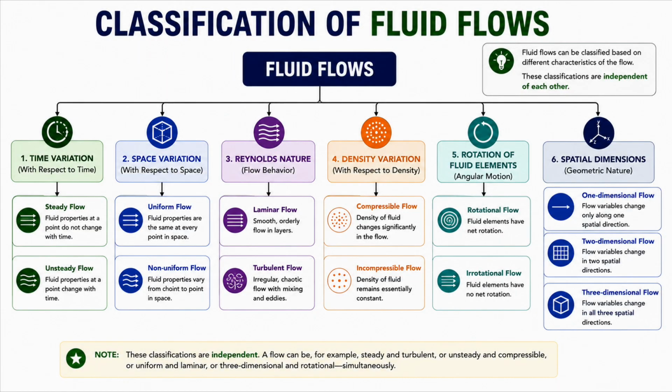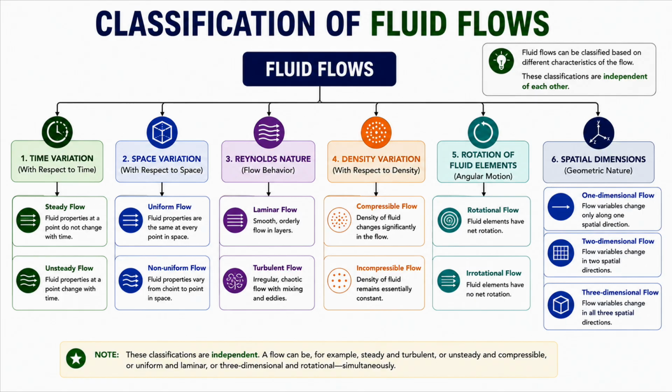Fluid flows can be classified in different ways depending on the behavior of the fluid. Based on time variation, flows are classified as steady and unsteady flows. Based on spatial variation, they are classified as uniform and non-uniform flows. Based on flow behavior and Reynolds number, flows are classified as laminar and turbulent flows.